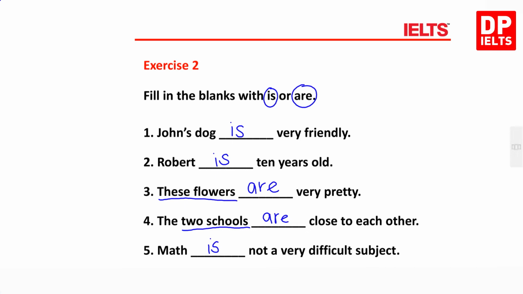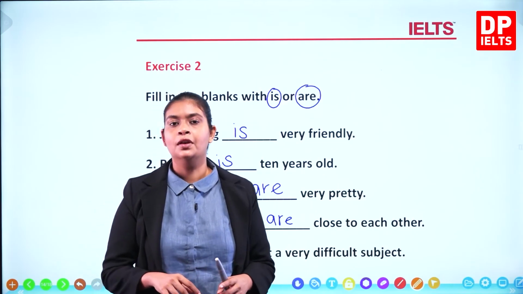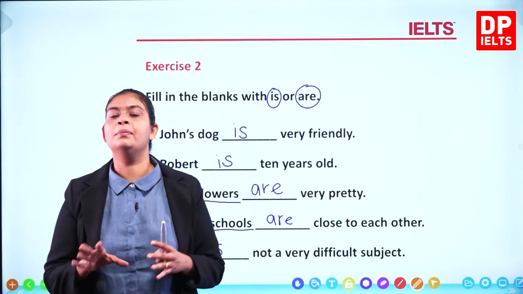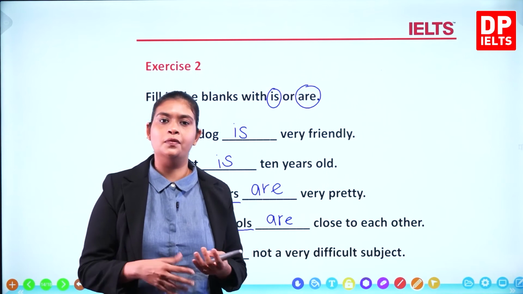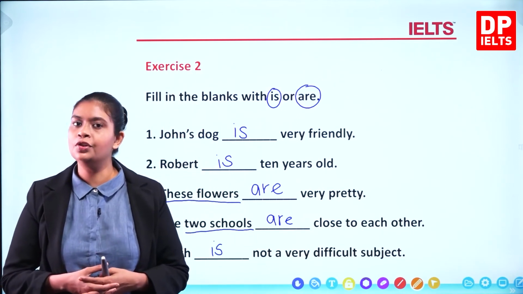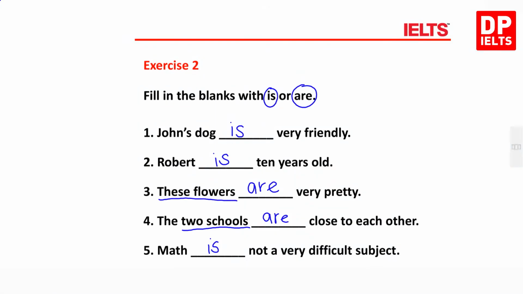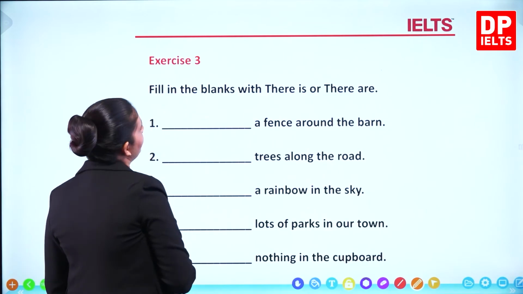So what you have to remember is when you are writing sentences in the present tense, you have to select the proper be verb. If it is I, obviously it's am always. If it is a singular noun or pronoun, we have to use is. If it is a plural noun or pronoun, we have to use are.